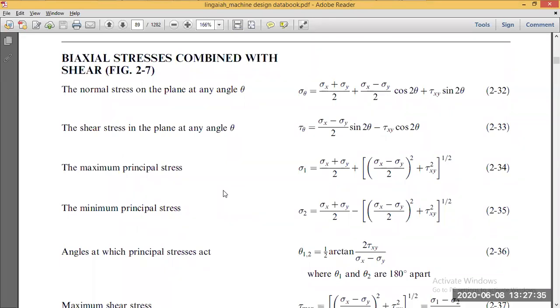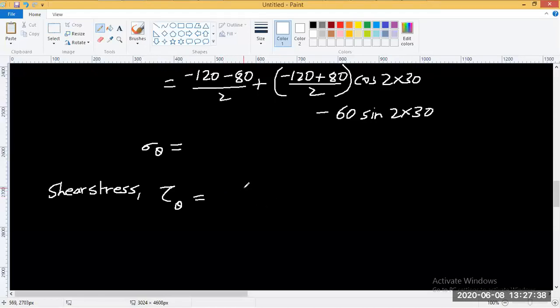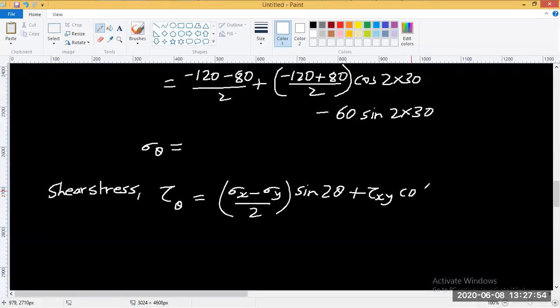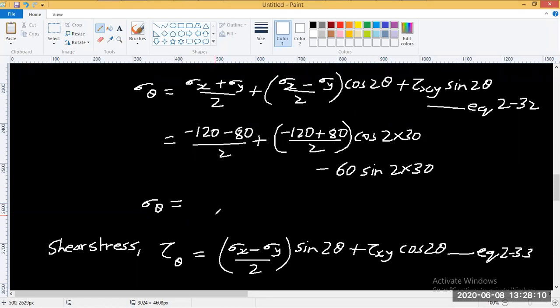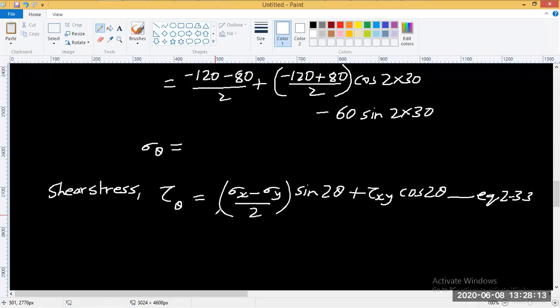Right. So it is (sigma x minus sigma y) over 2 into sine 2 theta plus tau xy cos 2 theta, as given in equation 233. Okay, so let's substitute the values. Is there any relation we can find out? Okay, there is no relation between the normal and shear stresses.